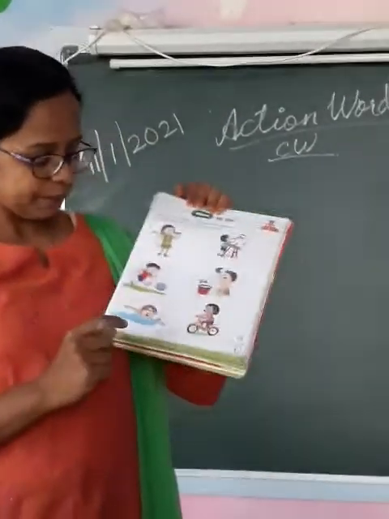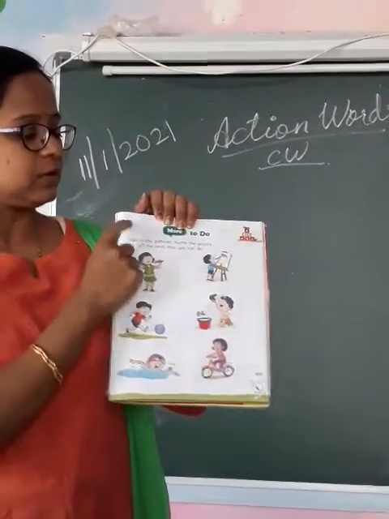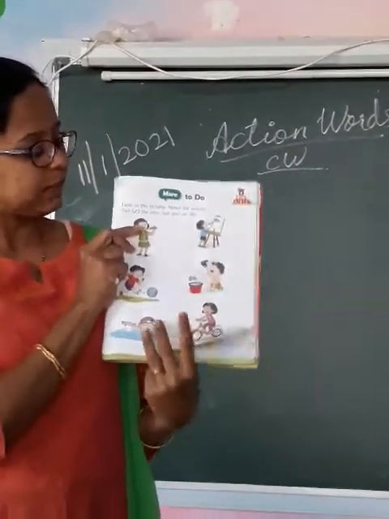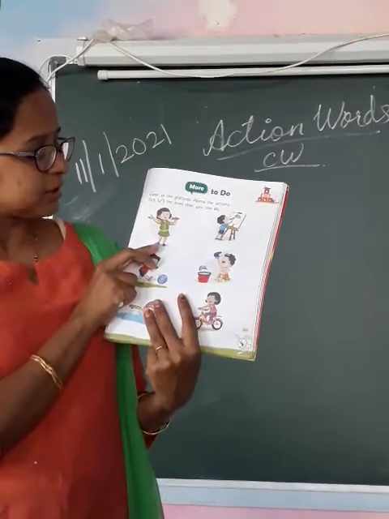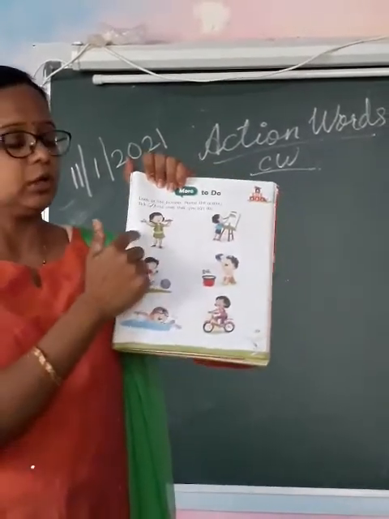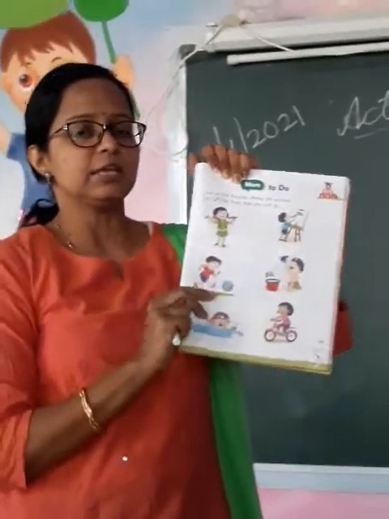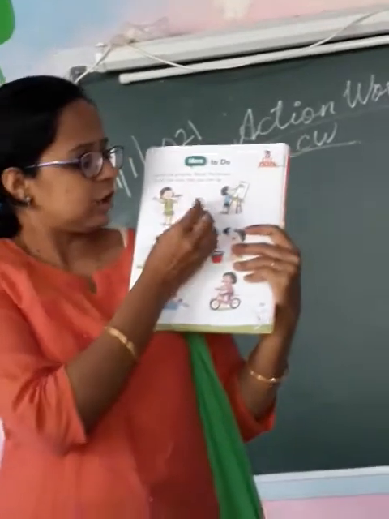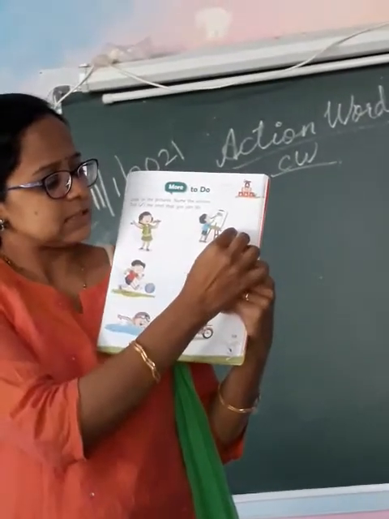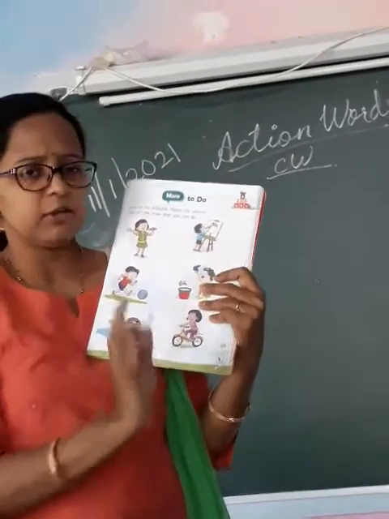Okay. On page number 109, write today's date and CW. Look at the picture, name the actions, tick the ones that you do. There are some pictures and these are all action words. Now, which action do you perform daily is to be done? I do not like to sing, so no. Yes, I do not like to paint. I will not give it.